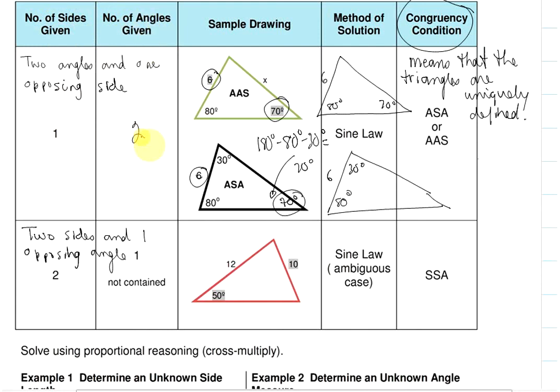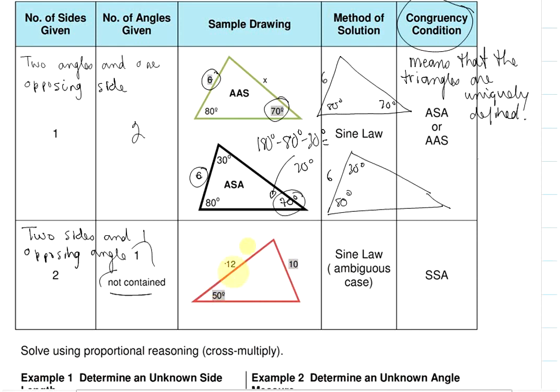Now our second situation, we are given two sides and one opposing angle. What's important here is that the angle that you're given is not contained. In other words, the angle that you are given is not between the two sides that you already know. So how you would read this, you would go side, side, angle. If you want, you can go the other way around, angle, side, side.